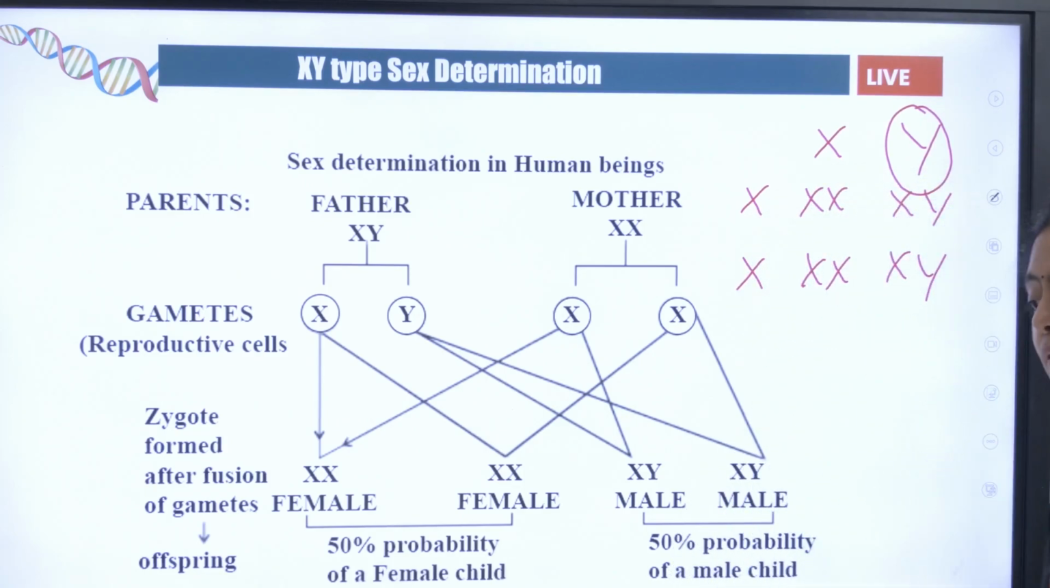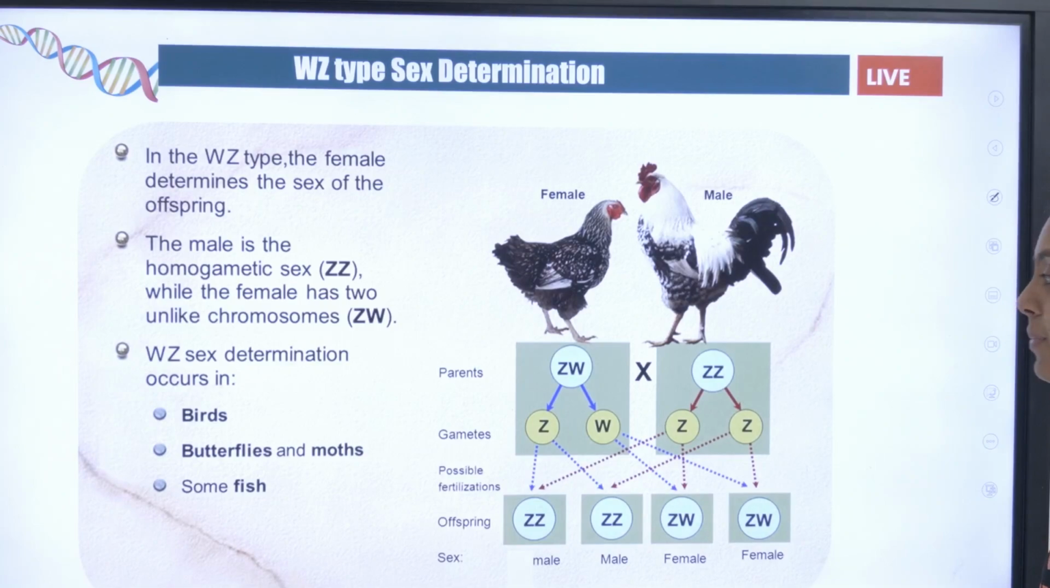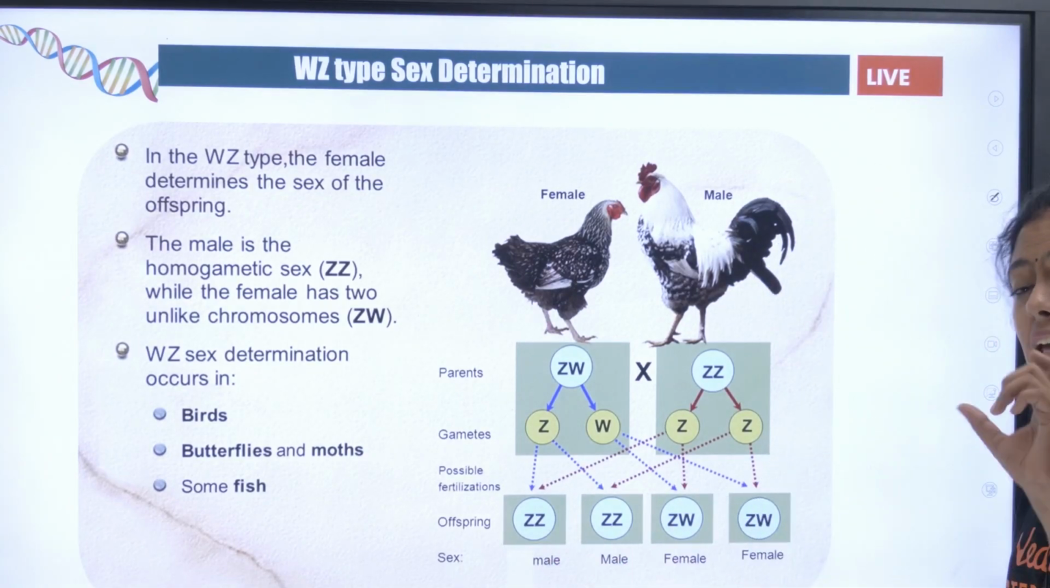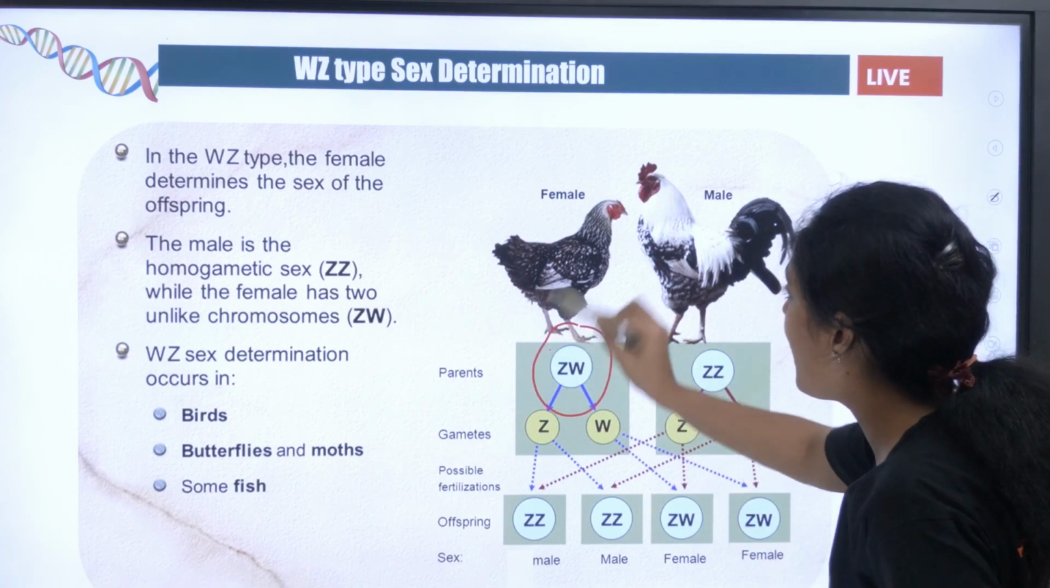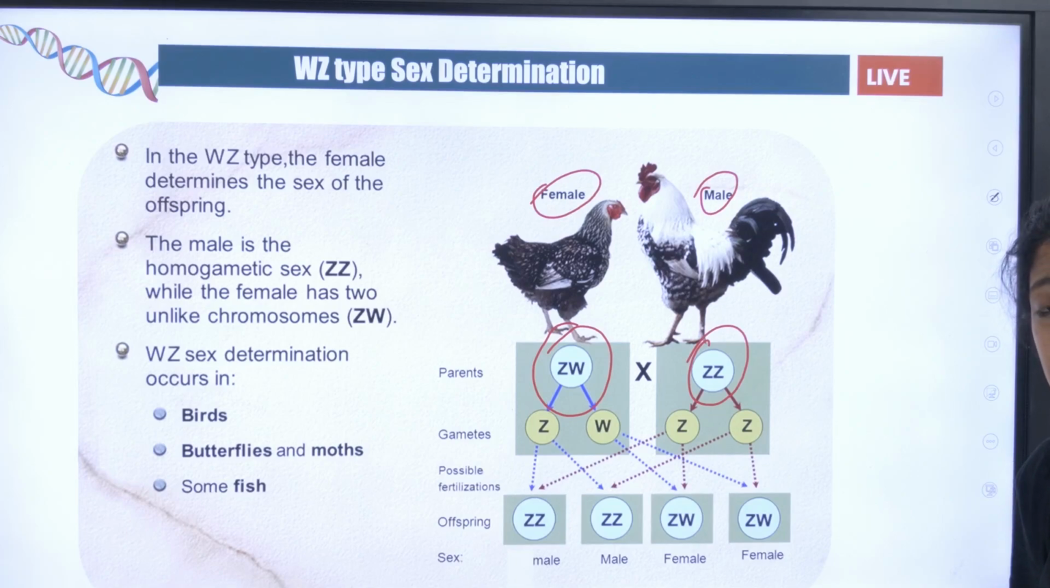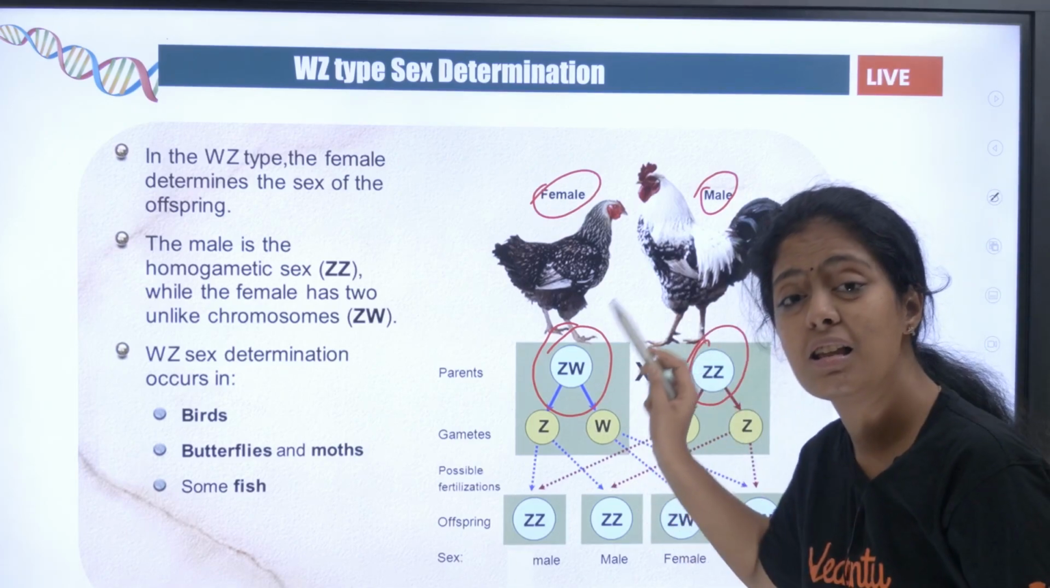Okay, whether it's a male or a female. Very simple. Okay, then you have your ZZ-ZW type, we already discussed. Here the female is heterogametic. The male is homogametic. So here who is deciding the sex? It is basically your female.